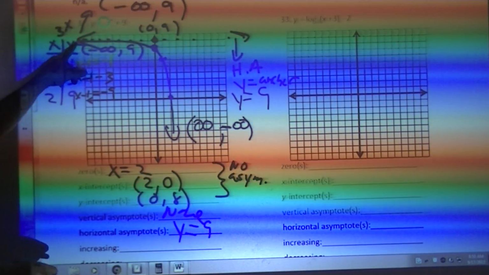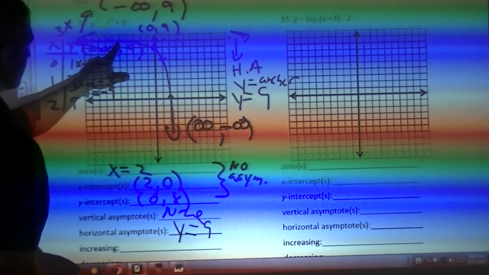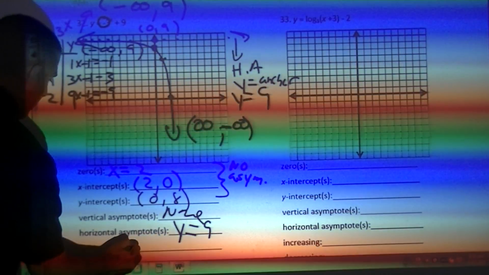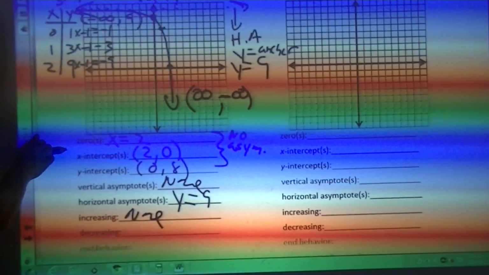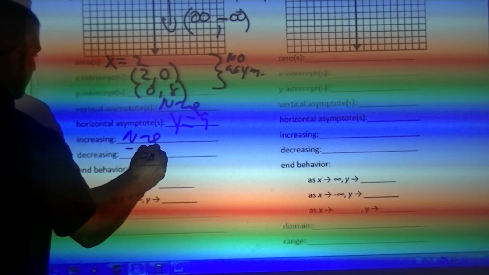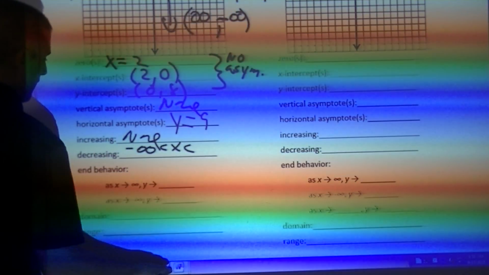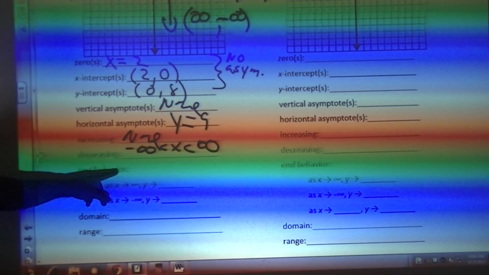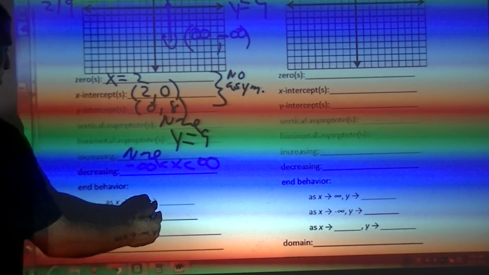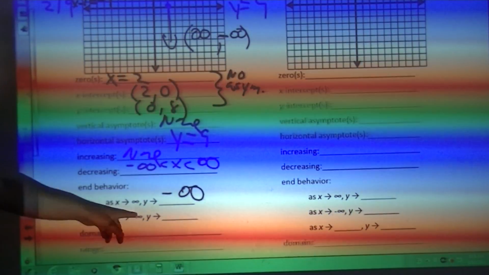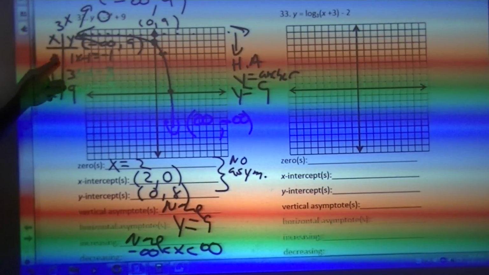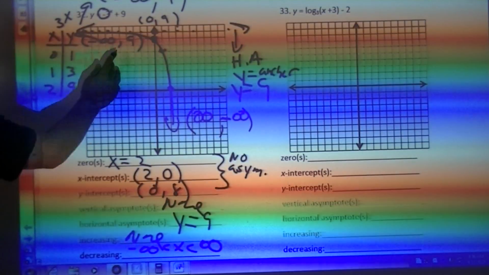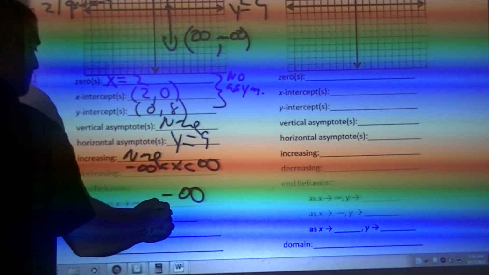So we're still going to start from here. This is decreasing the whole way, so this is done. This is decreasing from negative infinity to infinity. And the behaviors: as x approaches infinity, y approaches negative infinity. As x approaches negative infinity, y approaches 9, not infinity.